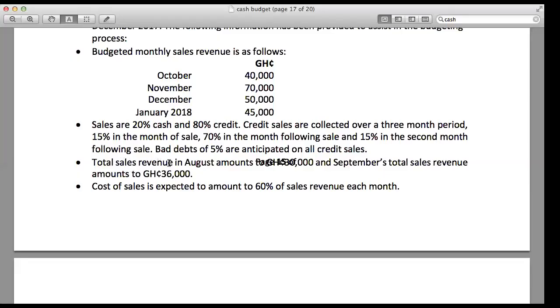I have a question. Okay, ask. Where they said sales are 20% cash. You said, and then it says sales are 20% cash. Yes, and 80% credit. Oh, okay, I get it now.